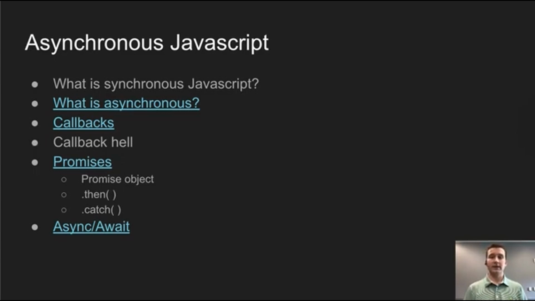Async await is a newer way of consuming promises. It replaces .then and .catch. Okay, so you'll be consuming promises with .then, .catch, and/or async await syntax. Let's take a quick look at promises real quick.